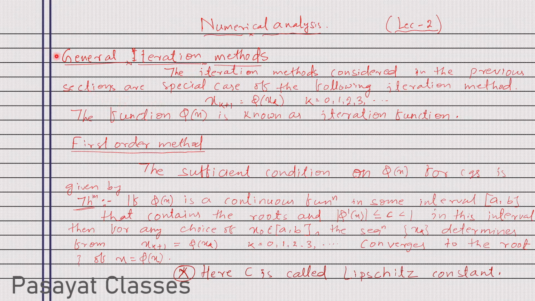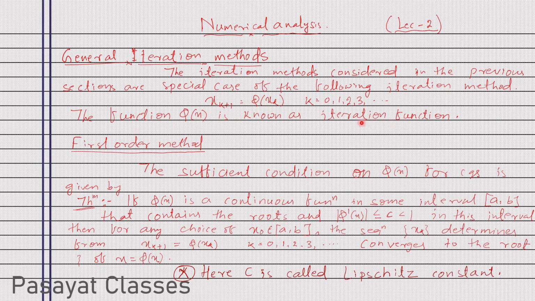Now, general iteration methods. The iteration methods considered in the previous section are special cases of the following iteration method, that is x_{k+1} = phi(x_k). In the previous iteration methods we have already discussed the bisection method, regula falsi method, Newton-Raphson method, etc. Here this is the general iteration method, where x_{k+1} gives phi of x_k, and this function phi(x) is known as the iteration function.